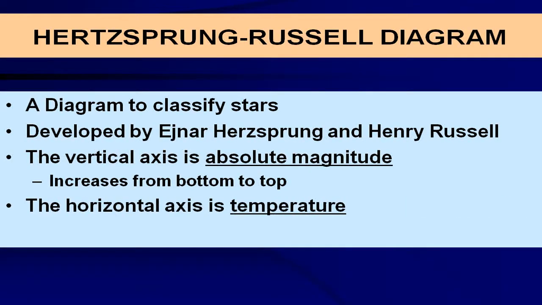The horizontal axis is temperature, which is also the spectral class of the stars. And that increases from right to left. So you have the hottest temperature right at the origin of the diagram. And then as you go towards the right, you get to cooler temperatures. And the spectral class will progress in that manner as well.